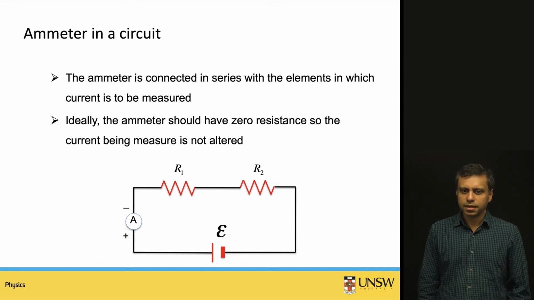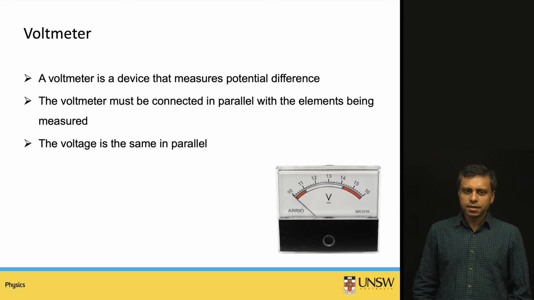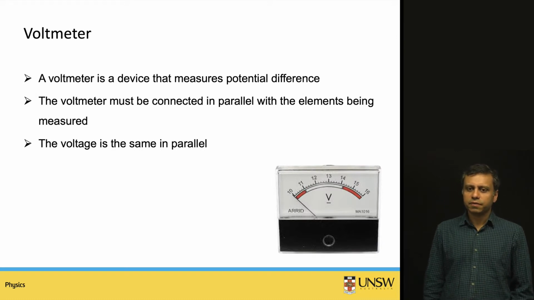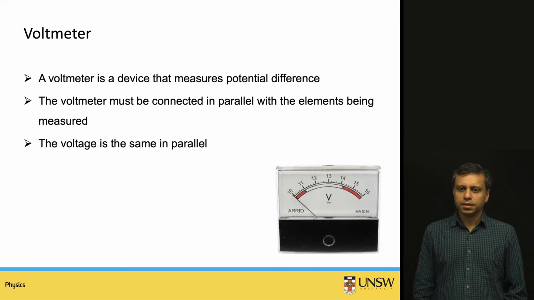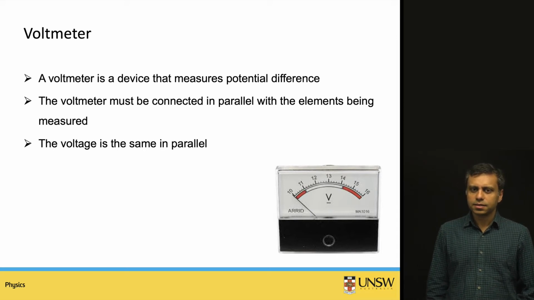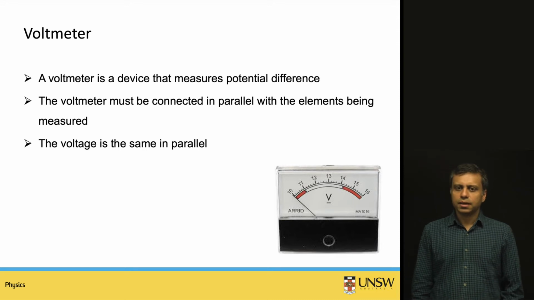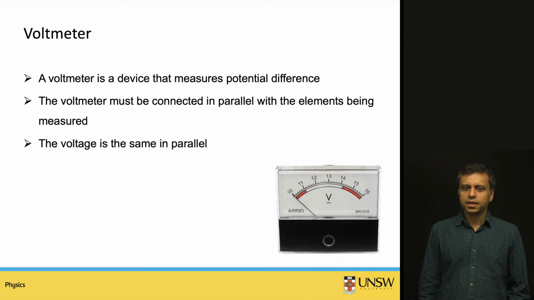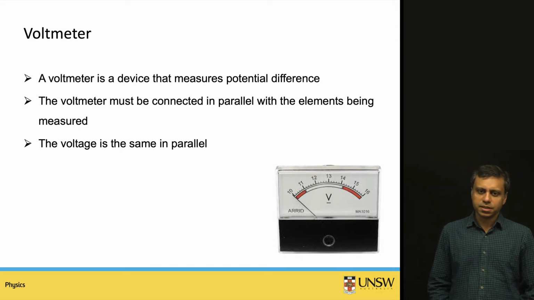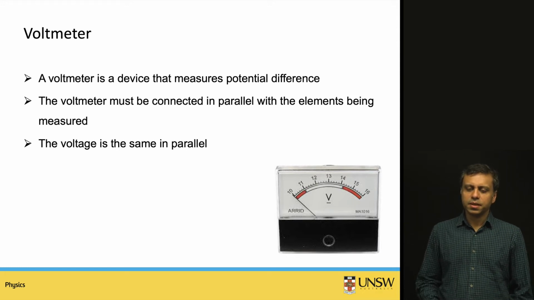An ideal ammeter should have zero resistance, so that it doesn't alter the current that is being measured in the circuit. And here's another device called the voltmeter. This measures the potential difference between any two terminals, any two sections of the circuit. The voltmeter has to be connected in parallel, so that the voltage drop across the voltmeter is the same as the voltage drop across the component that is being measured, because the voltage is the same in parallel.